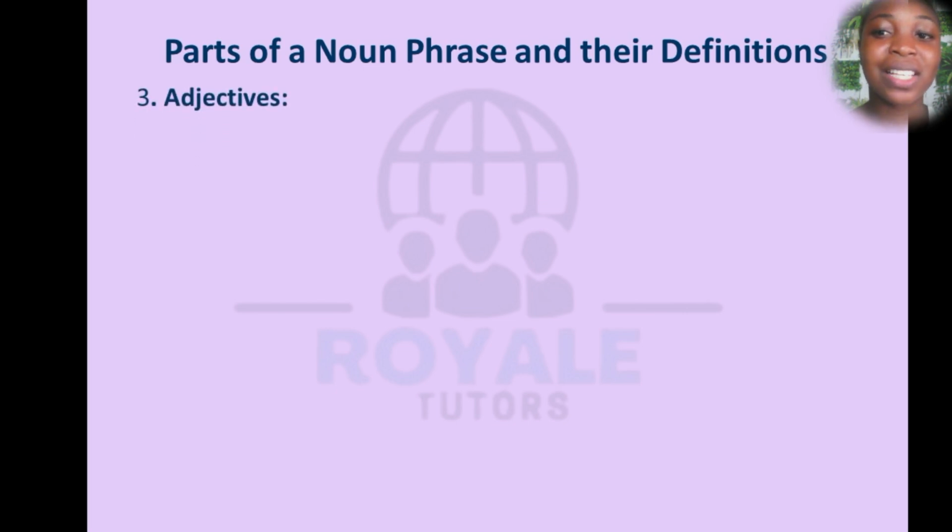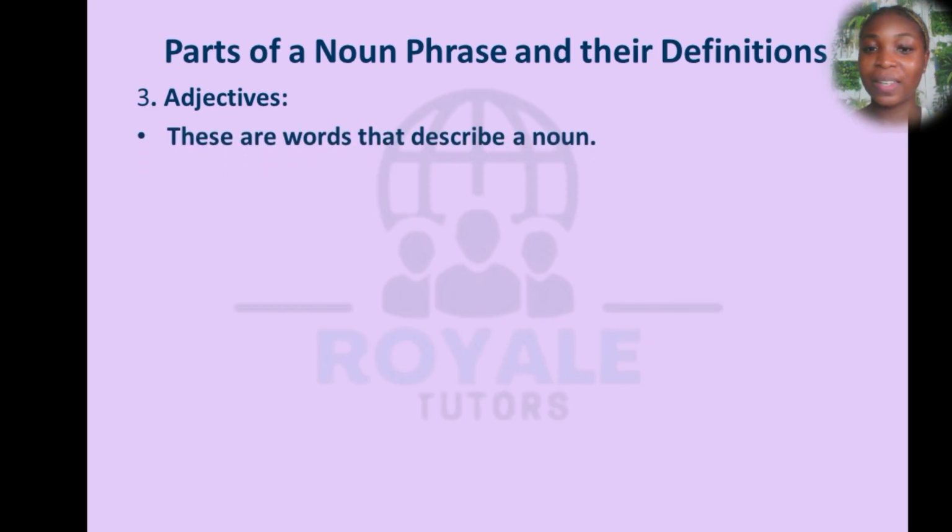Adjectives. We have adjectives as a part of a noun phrase. Now you're going to be confused. Why do I have an adjective in a noun phrase? Hold on, you're going to get it. So let's check the meaning. Now, adjectives, like you know, are words that describe a noun. They give us more information about a noun. They tell us more about the noun. They make us understand better about a noun. So that's what adjectives do. All right? Now let's look at adjective as a part of a noun phrase.